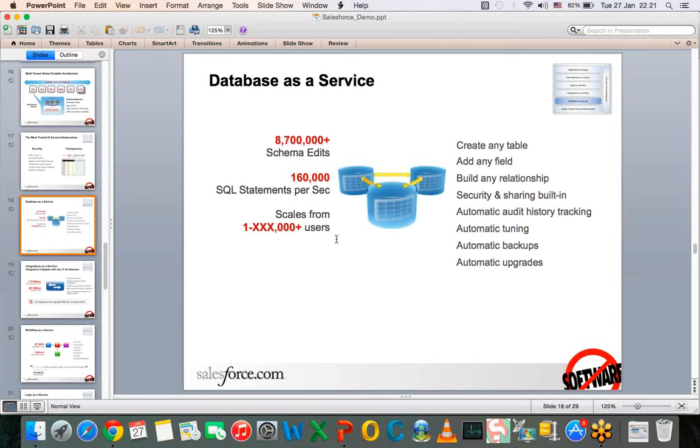They're just telling you, in this slide, how many transactions per SQL. This is not required anyway, just given for brief understanding: how many schema edits and transactions per second are happening.